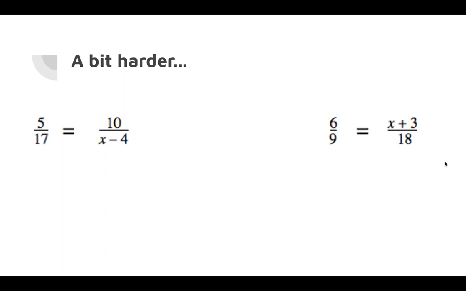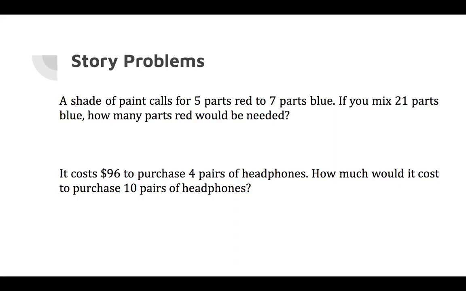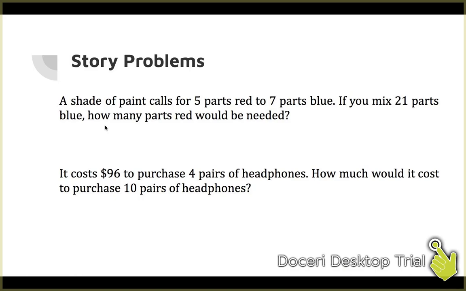Now let's do a real life scenario. A shade of paint calls for 5 parts of red to 7 parts of blue. So I know I'm going to have 5 parts red. So I'm going to make my ratio 5 parts red to 7 parts blue. If you mix 21 parts of blue, how many parts of red will you need?